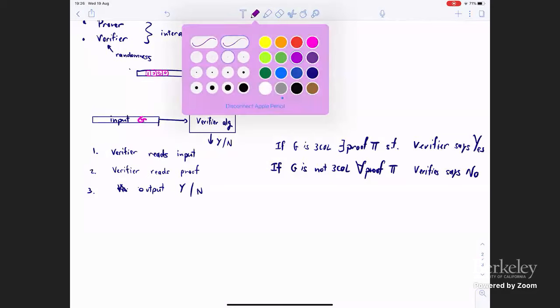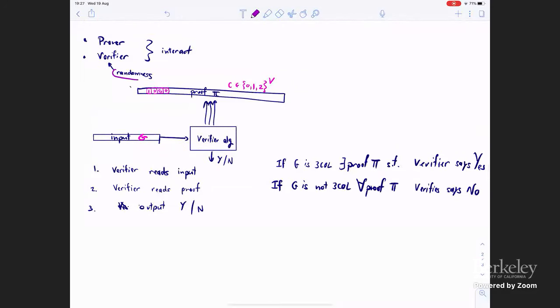Now, what is the PCP version of this interaction? We said that there is randomness, right? So we add to this picture a random coin. People like to put a dollar sign for the randomness. You add some randomness to the verifier. So the verifier doesn't just do everything deterministically, but rather it has some randomness. The verifier reads the input, then in step 1.5 it tosses some random bits. The number of random bits is, and this is important, logarithmic in the size of the input. So in our case, if we have a graph of size n, it's logarithmic in n, where n is the input size.